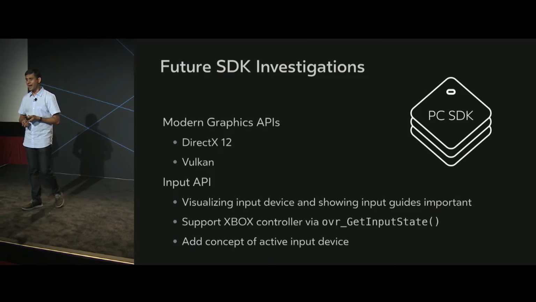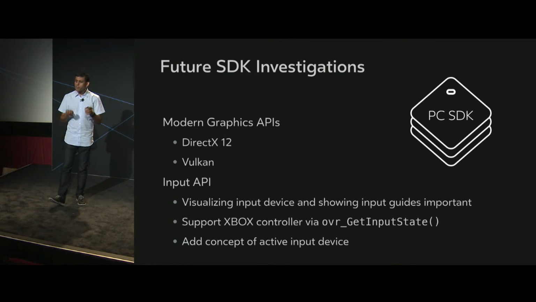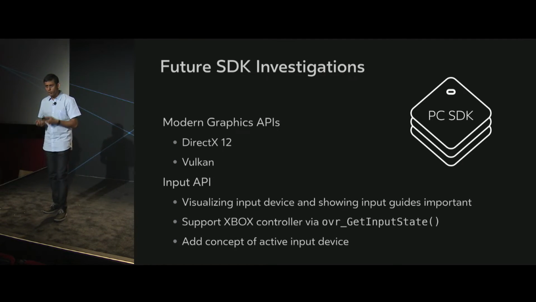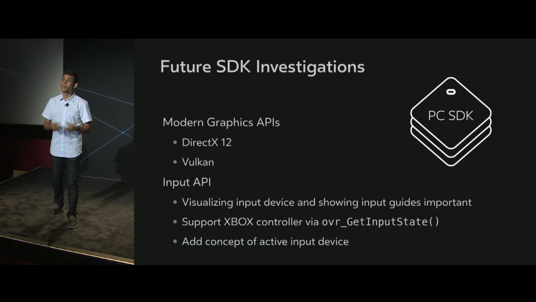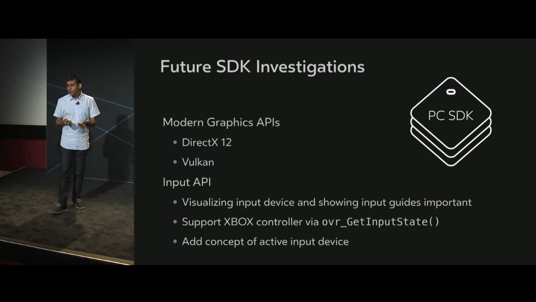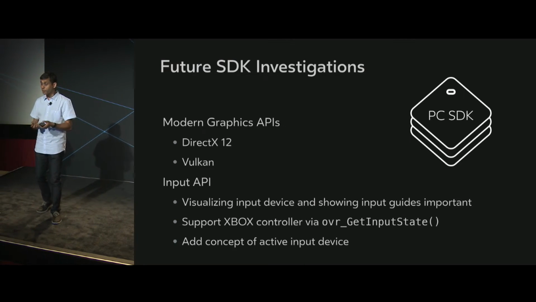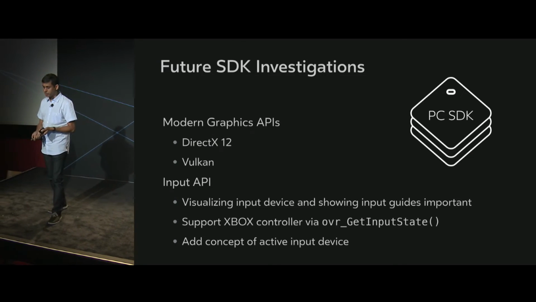And so we're thinking about adding a concept of an active input device, because you have multiple input devices that the user could be using, so it's important to know which one the user is interacting with at any given moment. And by knowing that, the app could potentially show the appropriate input visualization. It won't be any good to show hands if the end user is actually using an Xbox One controller, for instance.